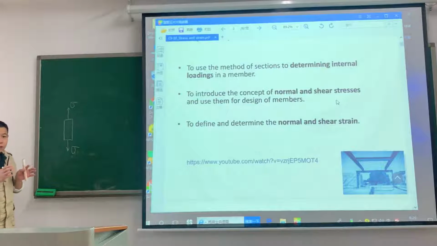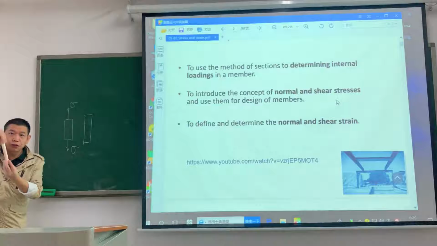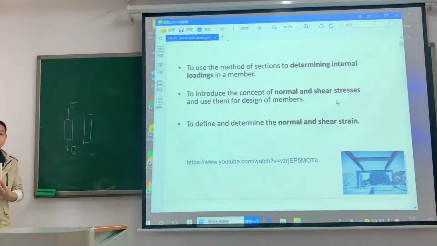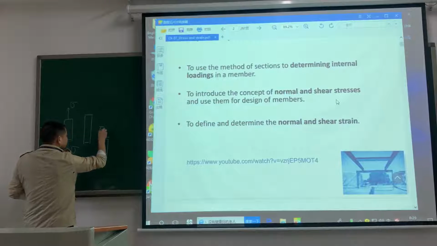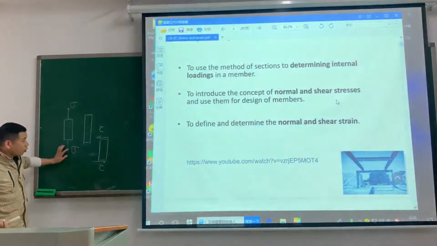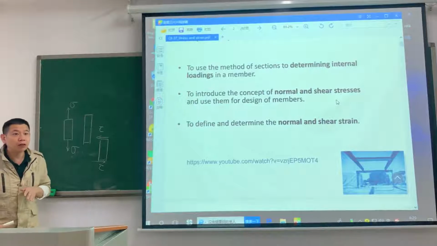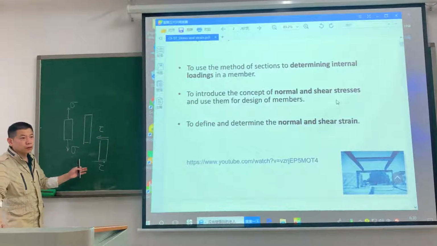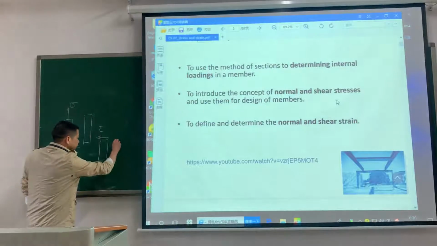The result of the normal stress acting on the member is to elongate the member. It will be longer than its original length. Shear stress is in this direction. Normal stress is perpendicular to the cross section. Shear stress is parallel to the cross section. When the shear stress acts on the member, the deformation will be in this way.